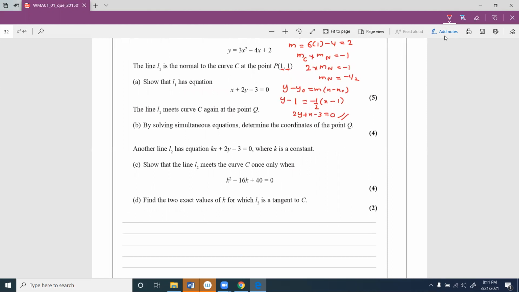So what you need to do is, for part B, you have to solve y equals 3x squared minus 4x plus 2 as my first equation, and x plus 2y minus 3 equals 0 as my second equation. We have to solve these two. This is a way of doing this. So from the second, I just make y the subject. 2y equals 3 minus x. Therefore, y equals 3 minus x divided by 2.